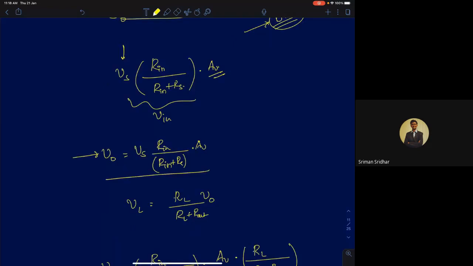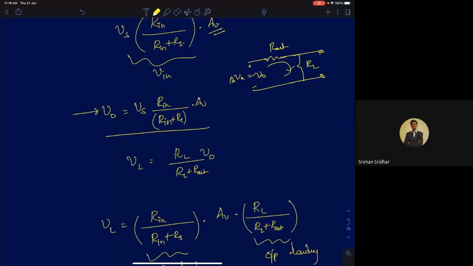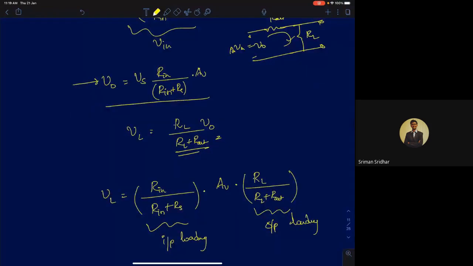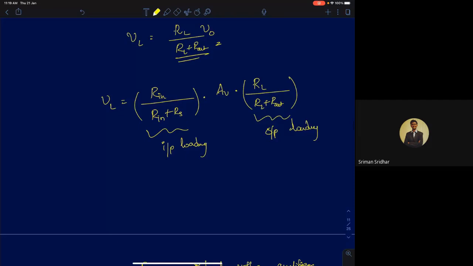Now once you know V0, again if you see from V0 to VL, there is another potential divider. So V0 is AV times V in. There is another potential division: RL by RL plus R out. So that's what you get here. So now multiply all the three. This will be your total expression for the output voltage in terms of the input voltage.